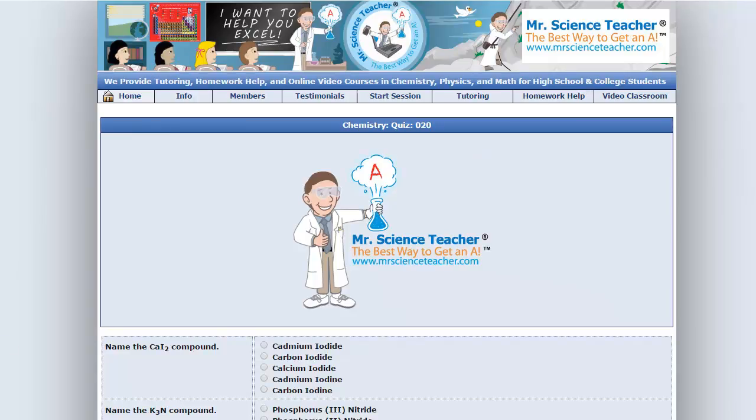Quiz 20. All right, let's work through this. Name the CaI2 compound. Well, Ca is calcium, and it's a +2. I is iodide, and it is a -1. And we have two of those. CaI2. All right, that's calcium iodide.